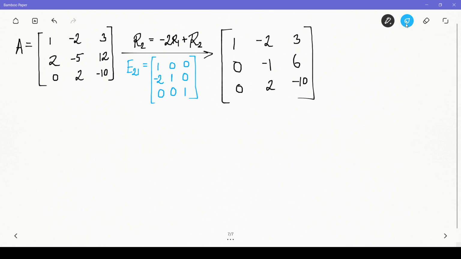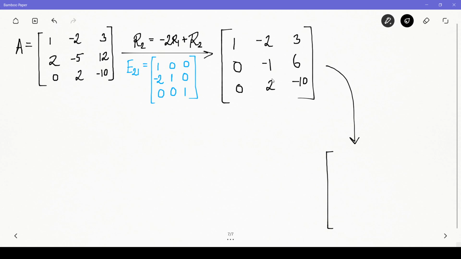Okay, now let's continue the process. Let me switch back to our black color. Let me draw the arrows there. There is not enough space to draw here, so let me curve the arrow a bit. Now, if this entry over here were non-zero, then our next goal would have been to make it zero. But fortunately this entry is already zero, so we don't need to perform another step of Gaussian elimination to make it zero.